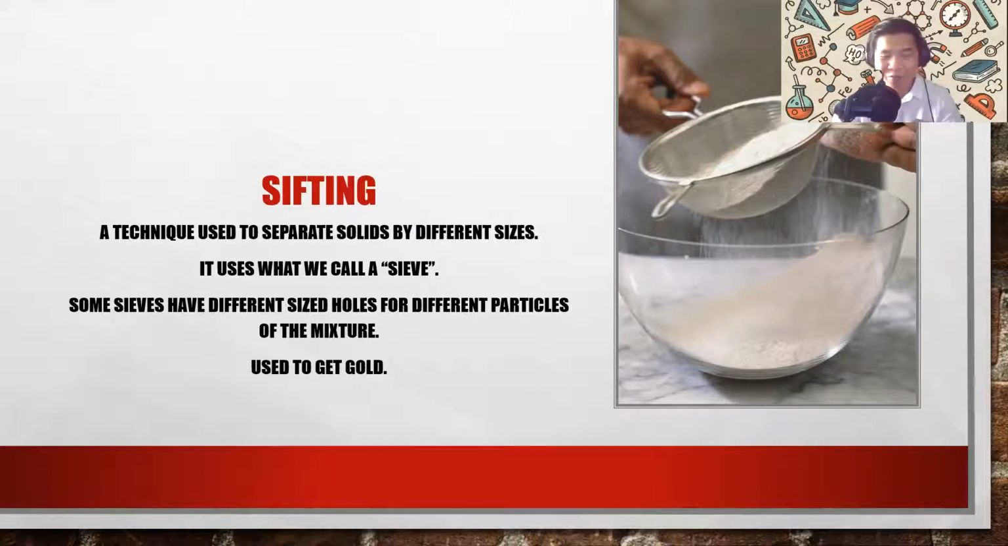It's also the same thing with gold. Remember the video I showed you last time? They use a sifter and water to separate gold and soil. Gold is found in soil. And you need to separate soil from gold. And you cannot separate it using your hands. So you need a sieve. Sifting. That's number 2. How about number 3?